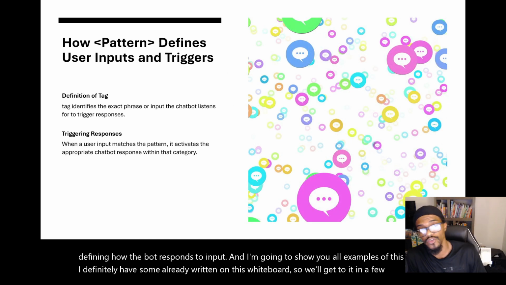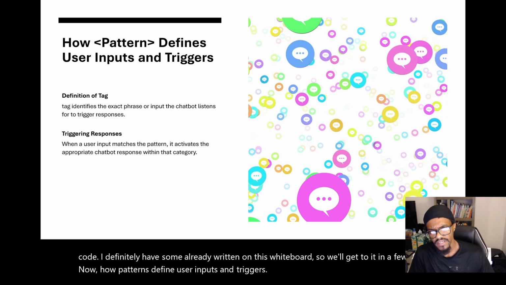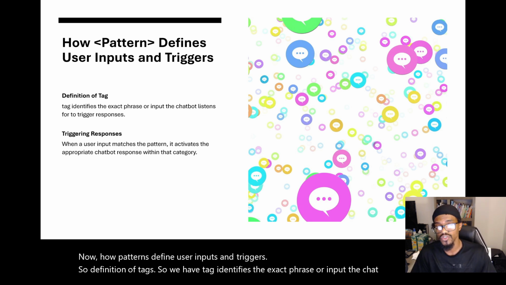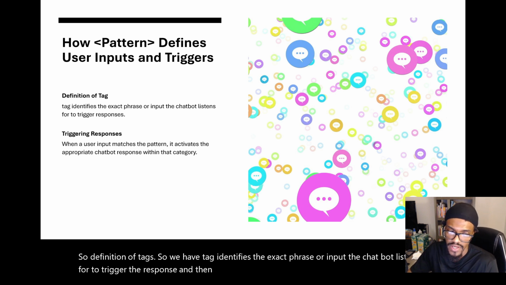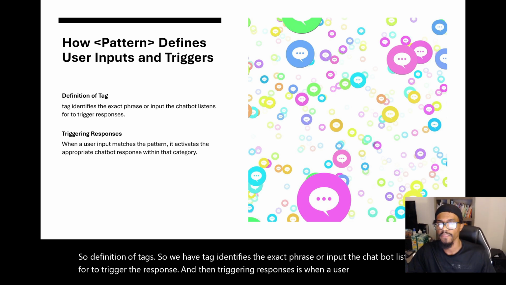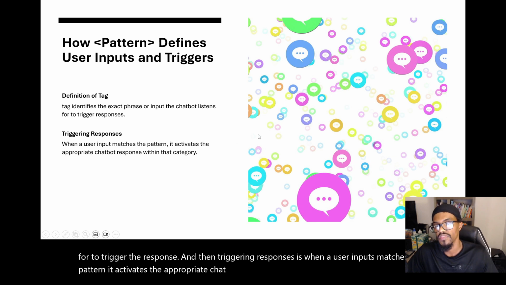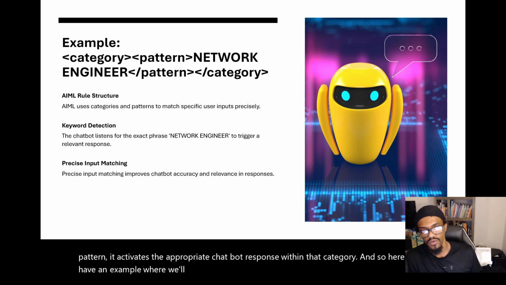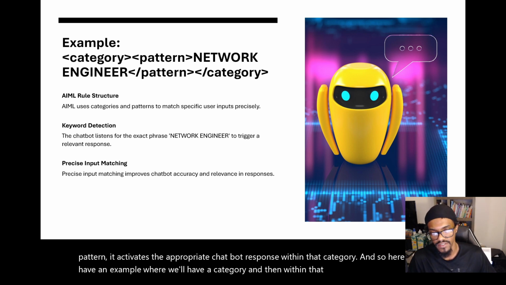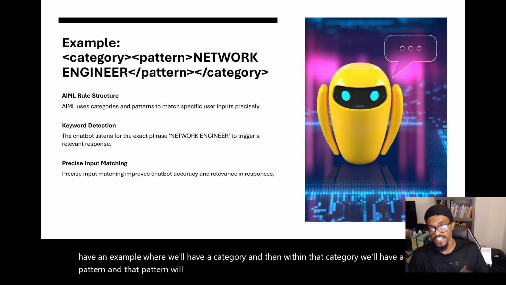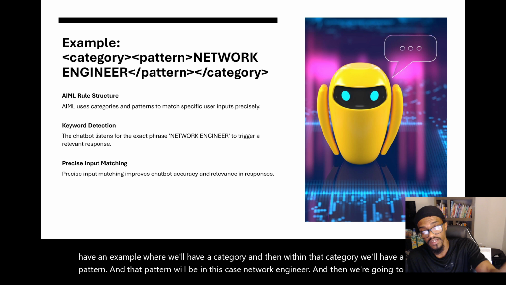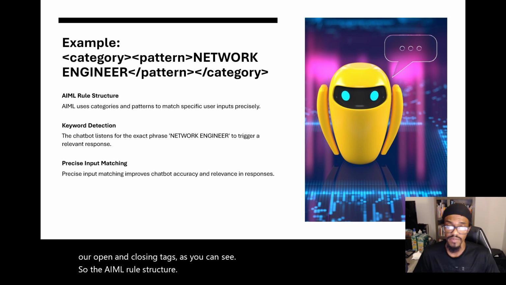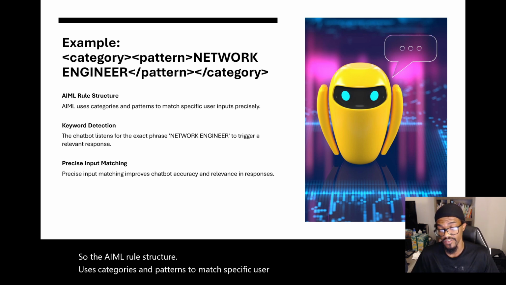Now, how patterns define user inputs and triggers. Definition of tags: the pattern tag identifies the exact phrase or input the chatbot listens for to trigger the response. And triggering responses: when a user input matches the pattern, it activates the appropriate chatbot response within that category. Here we'll have an example where we have a category, and within that category we'll have a pattern, in this case, network engineer. And then we're going to have our opening and closing tags, as you can see. So the AIML rule structure uses categories and patterns to match specific user inputs precisely. And you have to remember that.